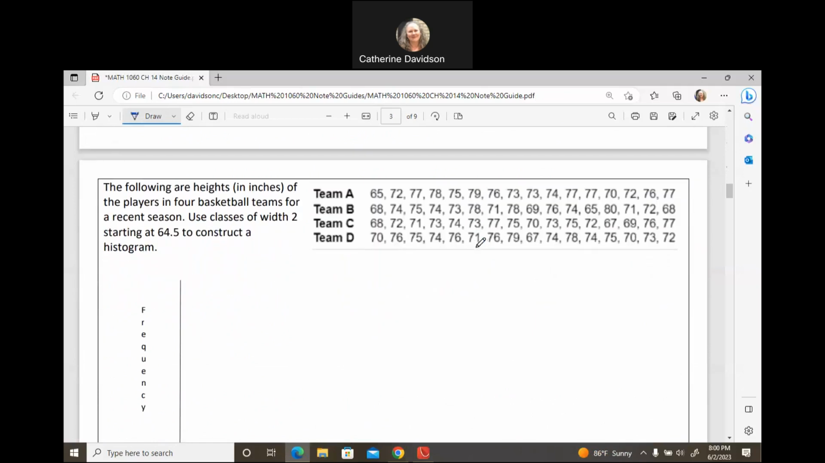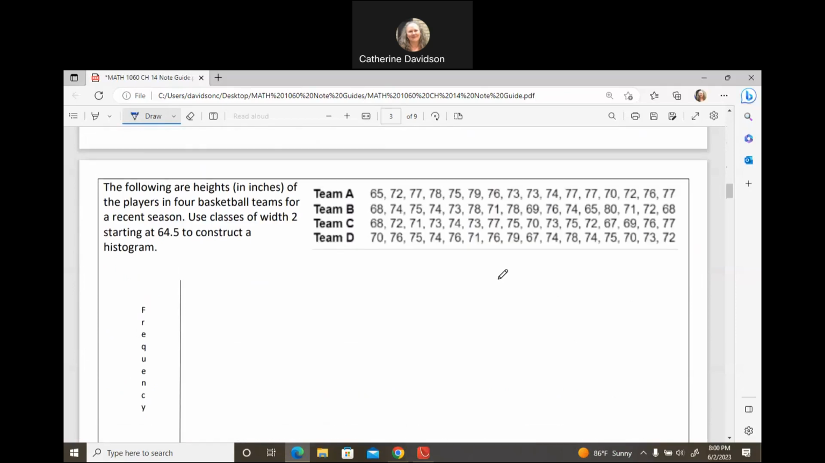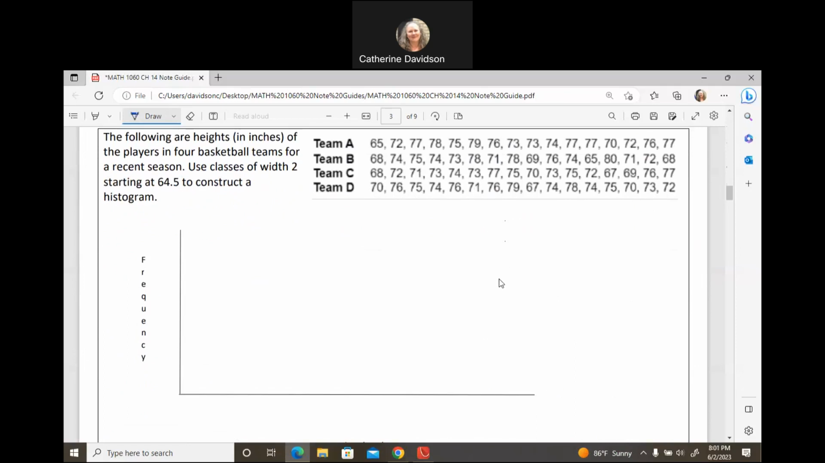All right, the following are heights in inches of the players on 4 basketball teams for a recent season. Use classes of width 2 starting with 64.5 to construct a histogram. All right. So class width of 2. They tell you to start at 64.5. See what the highest number is. 79. I have an 80. It's like 80 is the highest. So we're going to add 2 to that.